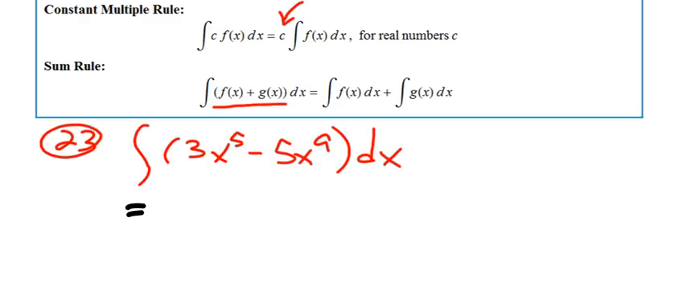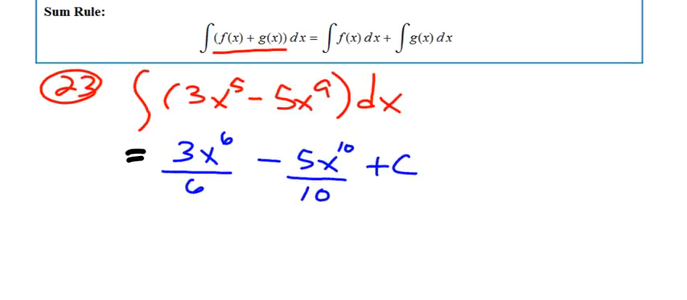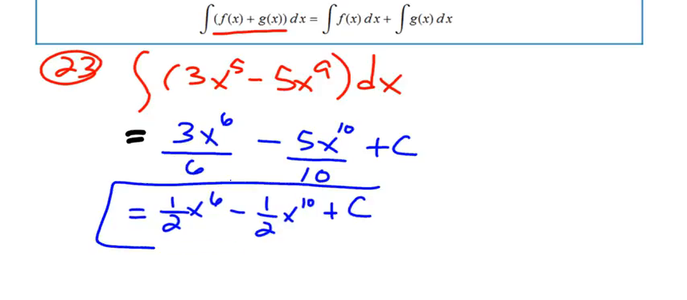If we're going to do the antiderivative of this first term, remember, we're going to add 1 to the exponent, divide by the new exponent. And then I have minus. We're going to go ahead and add 1 to the exponent, divide by the new exponent, and then plus c. The last thing we would need to do is then simplify this and see that we have this expression, and that's our antiderivative.